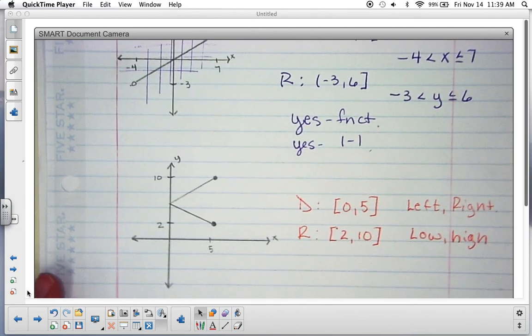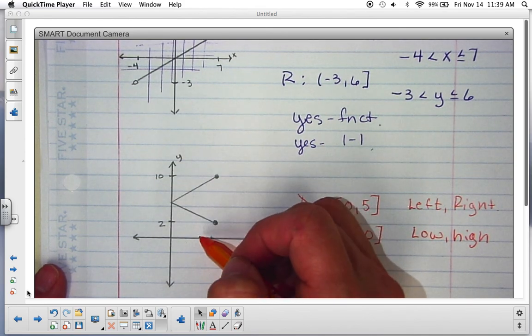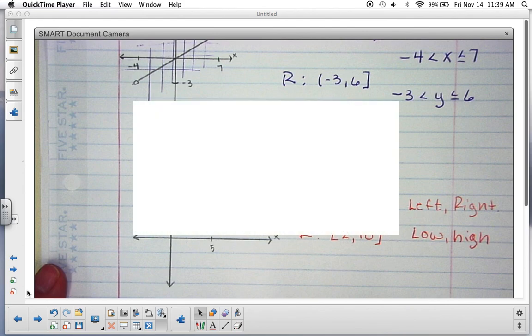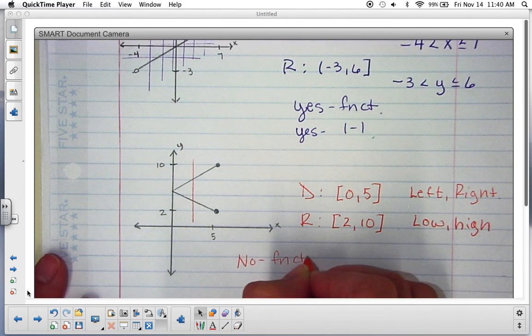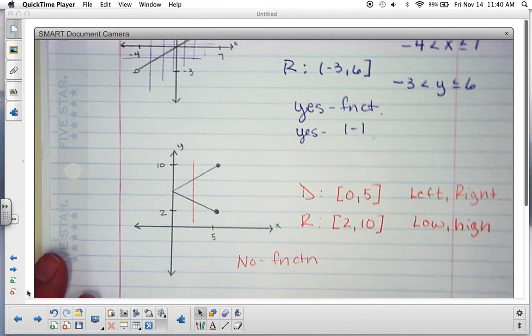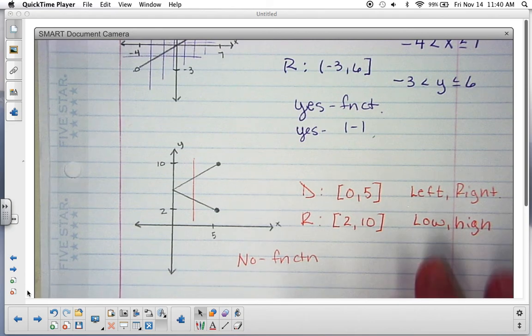Again, that question, is this a function? If you draw an up and down line, a vertical line, it will hit this graph twice. So my answer here is no, it is not a function. And then again, you do not need to answer the one-to-one question if you answer no for function.